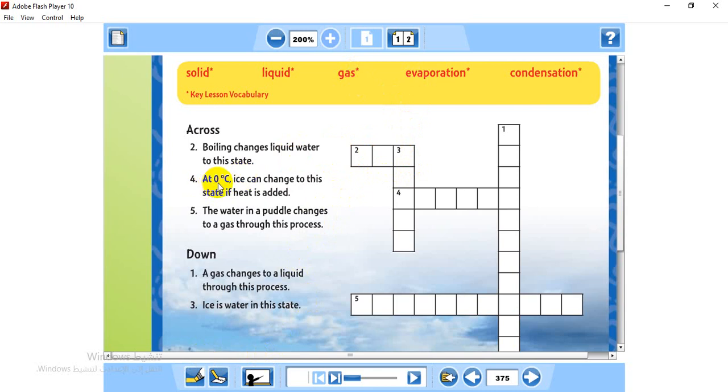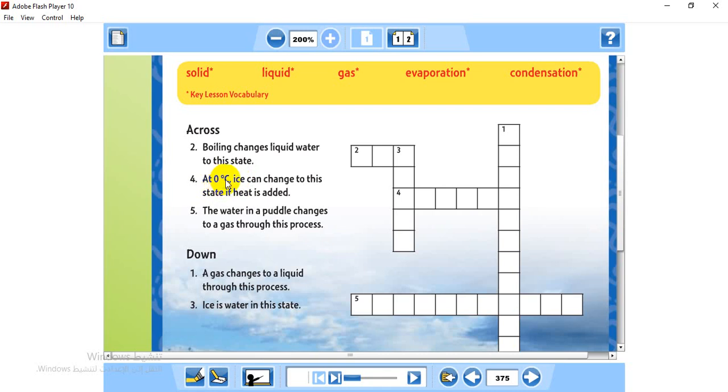At 0 Celsius degrees, ice can change to this state if heat is added. I told you many times, 0 Celsius degrees, guys, is the beginning for the water to what? To melt or to freeze. For example, if you take solid water from the freezer and keep it in a warm place, the water will reach 0 Celsius degrees, and the ice will start to reach the beginning of melting.